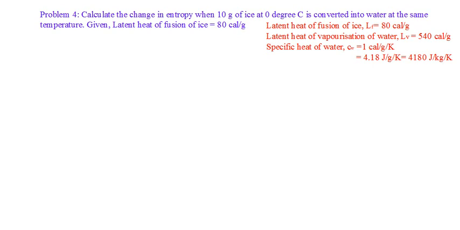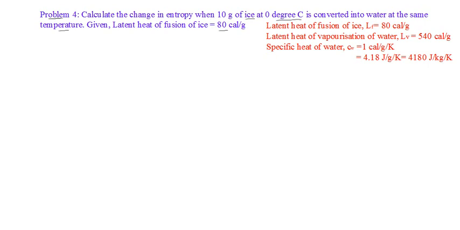Okay, now we will take our discussion to further problems in which there are some phase changes happening for the system. So let's start with this particular problem and how to tackle it. Problem number 4 for us is: calculate the change in entropy when 10 gram of ice at 0 degrees Celsius is converted into water at the same temperature. You are given the latent heat of fusion of ice equal to 80 calories per gram.